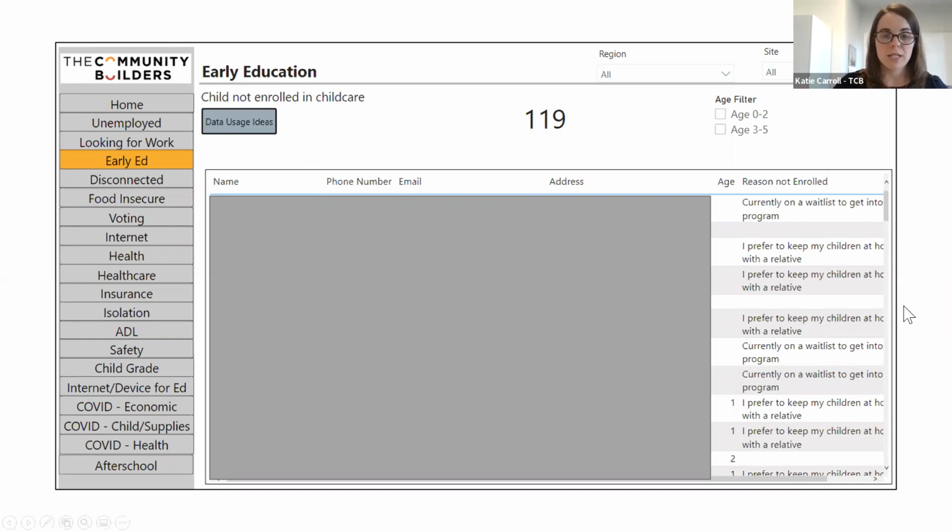But also if they prefer to keep their child home, staff could connect them to homeschool groups or help connect them to enrichment activities, so the child is still getting that enrichment. And staff are able to export these, so have them in Excel and then be able to reach out to residents. Next slide.